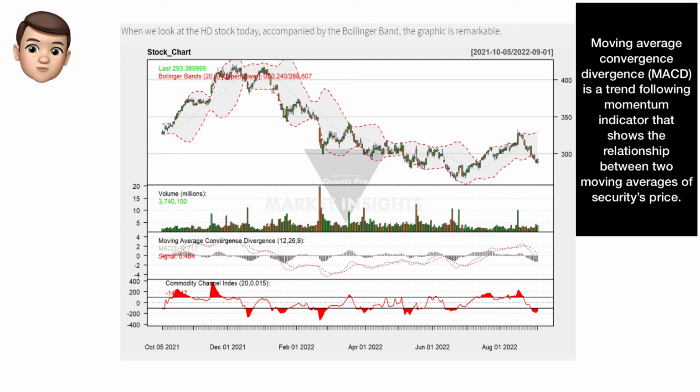Let's examine our other parameter. The moving average converged divergence curve integrated into the chart remained within the threshold ranges. This indicates that the share price is not overly low yet.